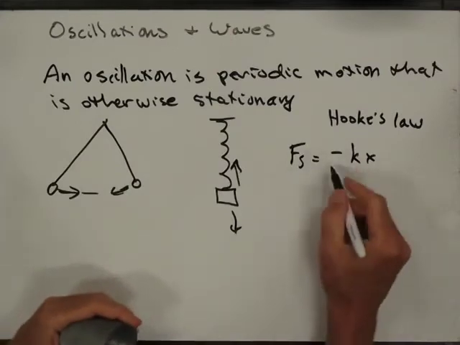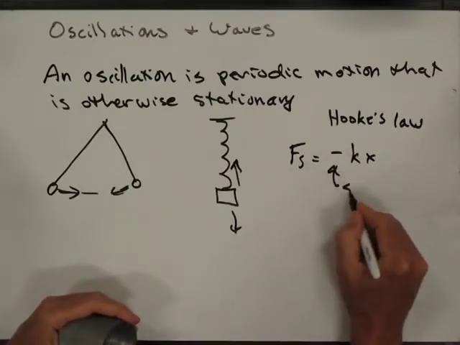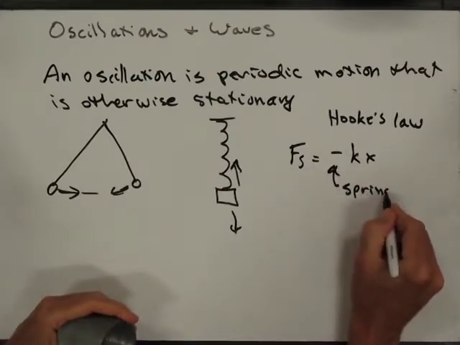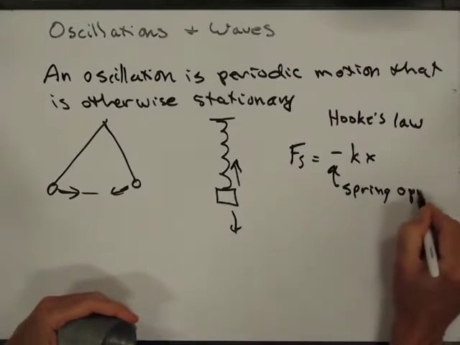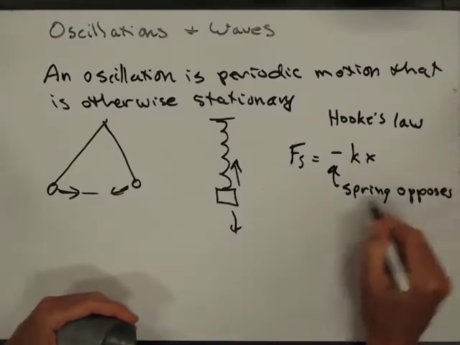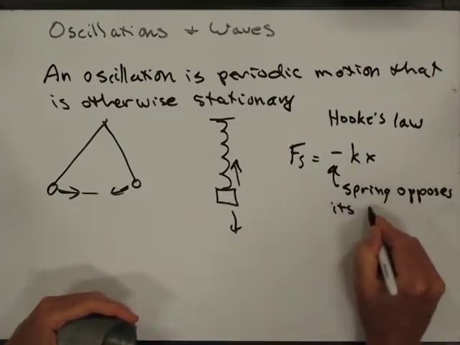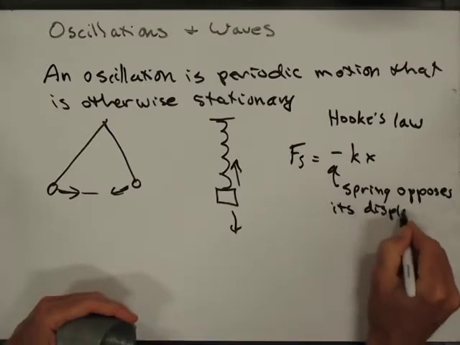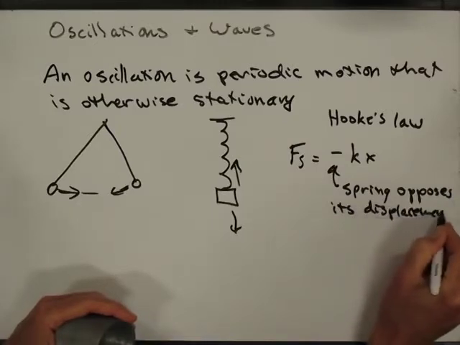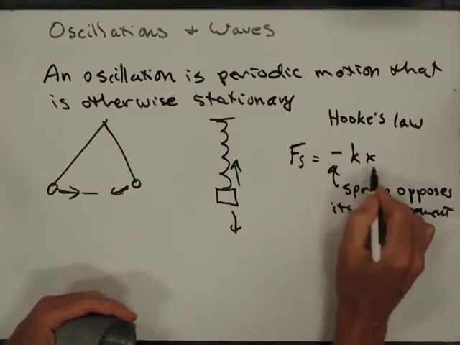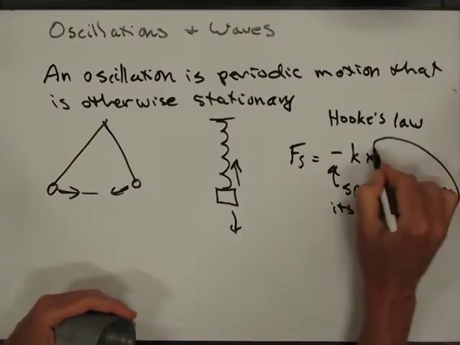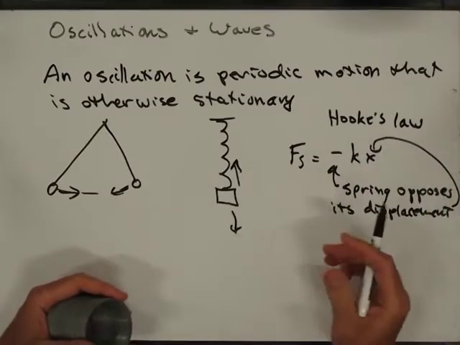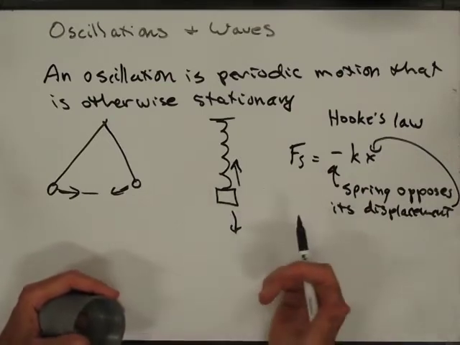And so the minus sign means the spring opposes its displacement. That's the displacement, right? And so if I pull it out, it pulls in. If I push it in, it pushes out.